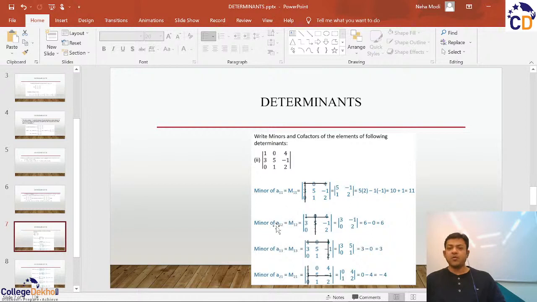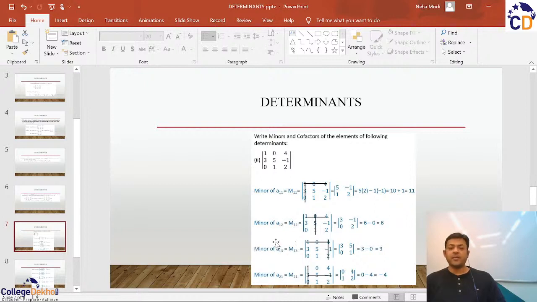Similarly, the minor of A12 means the first row, second column. So when we hide the first row and the second column, we get 3, negative 1, 0 and 2. When we simplify that, we get 6, minus 0, which gives us 6. So what is the minor of the second element, A12? The minor of the second element is 6.